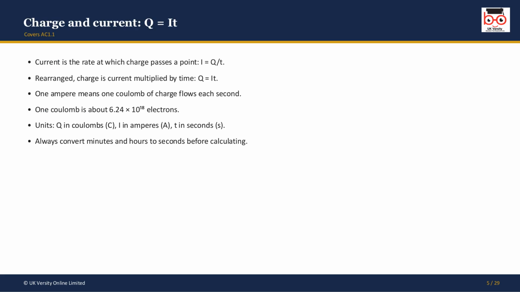Here's the first relationship worth committing to memory. Current is the rate at which charge passes a point, so current equals charge divided by time. Rearrange that and you get charge equals current times time. 1 amp simply means 1 coulomb of charge flowing past every second, and 1 coulomb is an enormous number of electrons, about 6.24 times 10 to the 18. Just remember to convert any minutes or hours into seconds before you calculate.